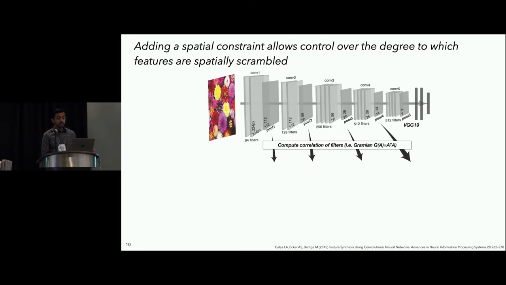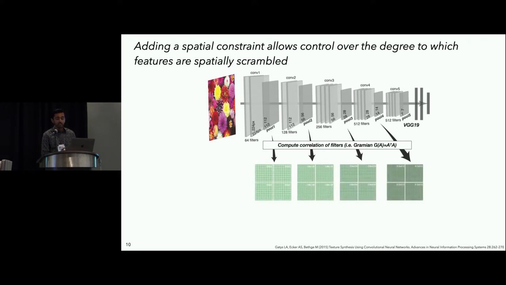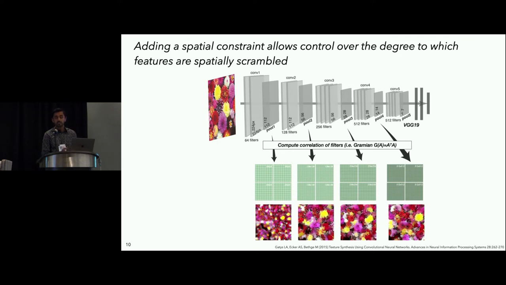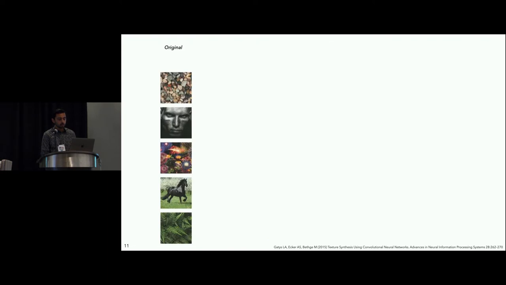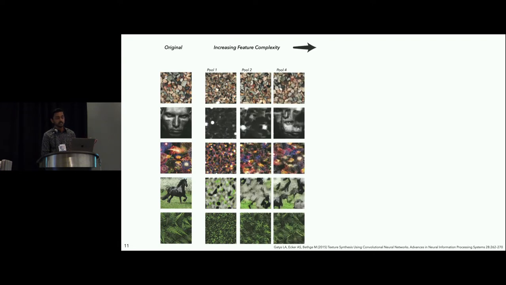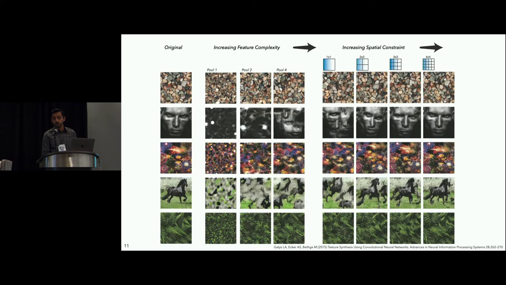Now, we can also divide these images into uniform-sized subregions or spatial pooling regions and synthesize images which have matching texture statistics constrained within these subregions. And this allows us to control the extent over which features can be spatially scrambled. So here I'm showing you an example of a few different stimuli. First, original images and their corresponding synthesized images varying first in their feature complexity and then in the level of spatial constraint.